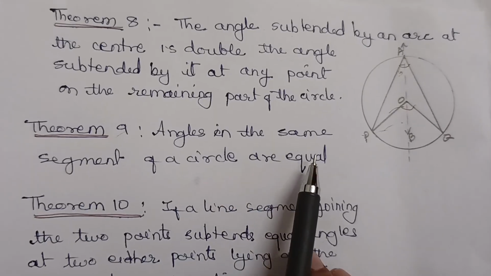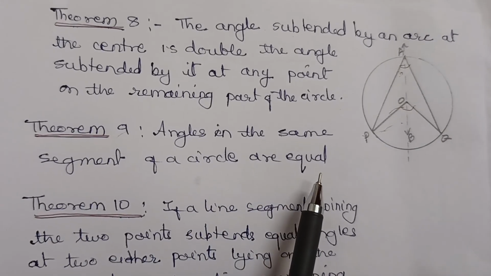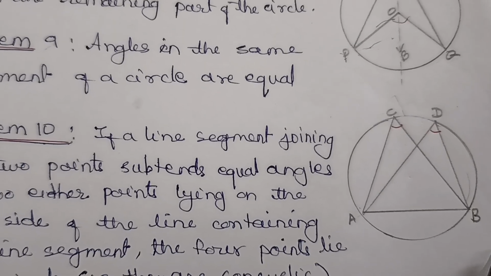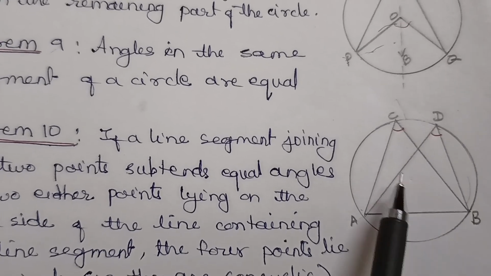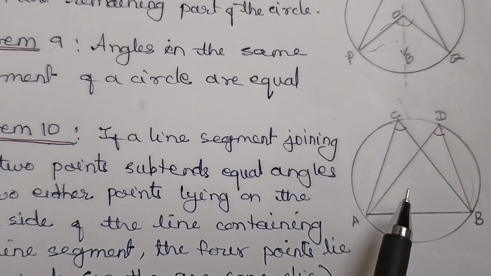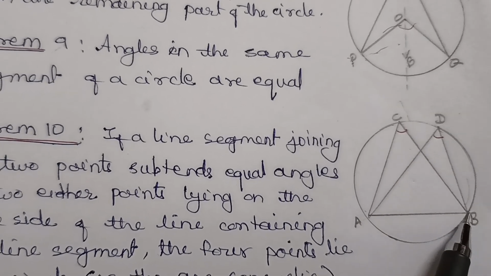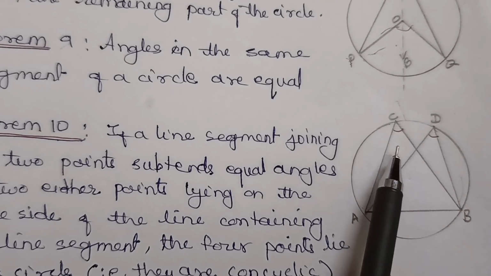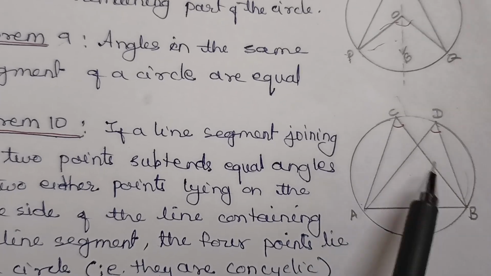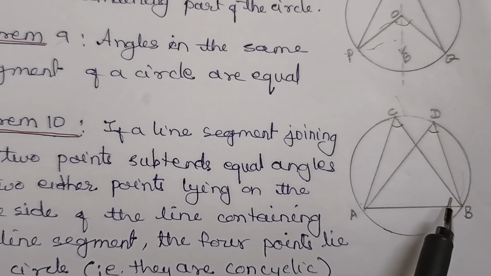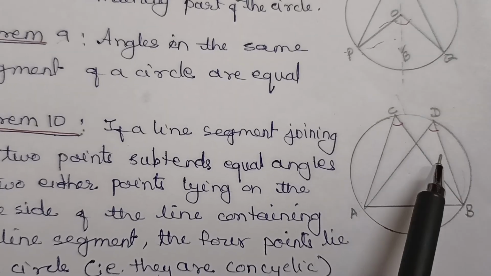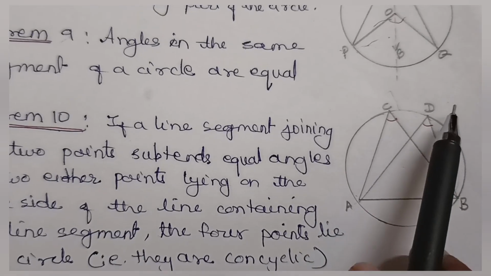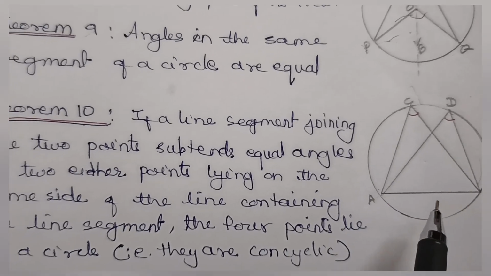Theorem 9. Angles in the same segment of the circle are equal. As per theorem 9, angles in the same segment of the circle, this is one segment, this is another segment, are equal. That means this AB is the segment, then the angles on the same side of the segment are ACB and ADB. So the measurement of these two angles is equal. That means angle ACB is equal to angle ADB.